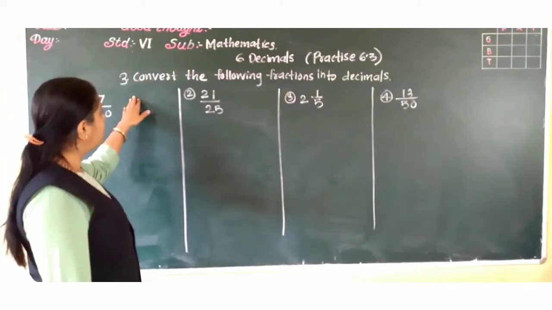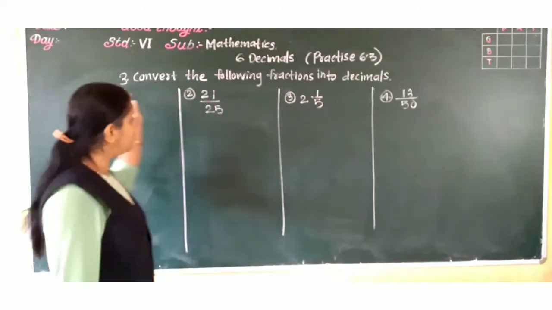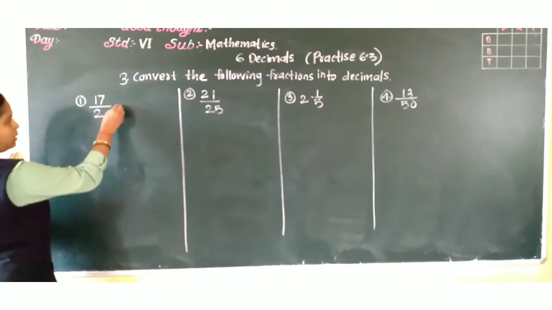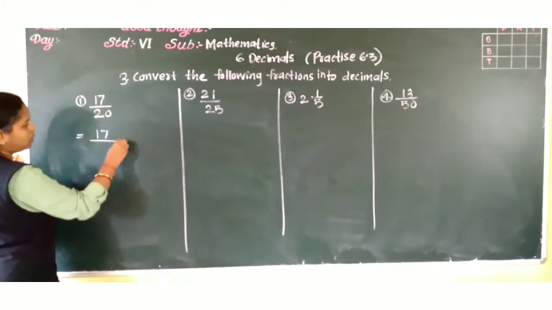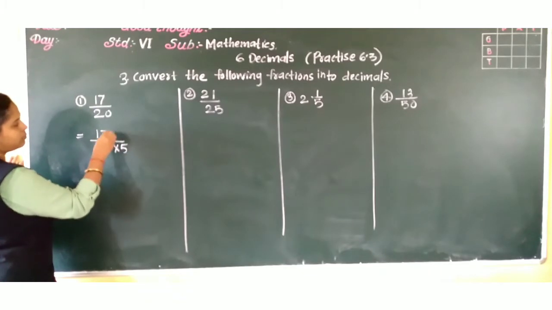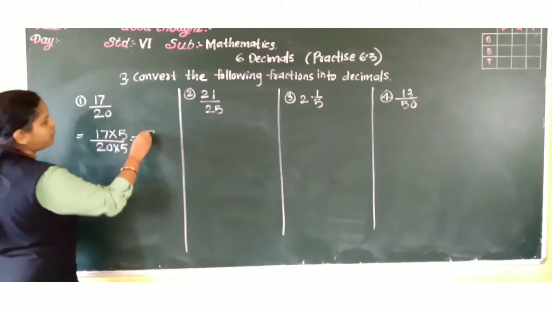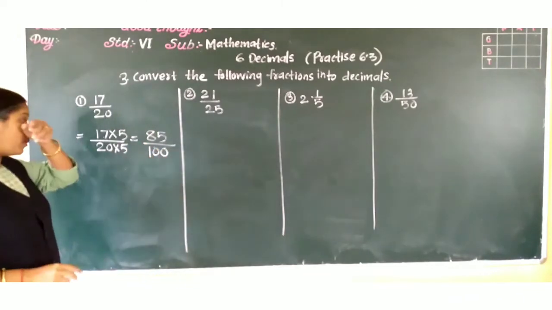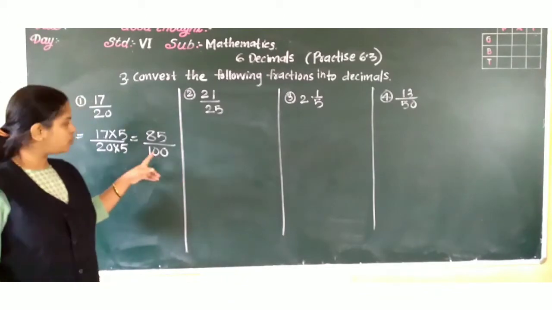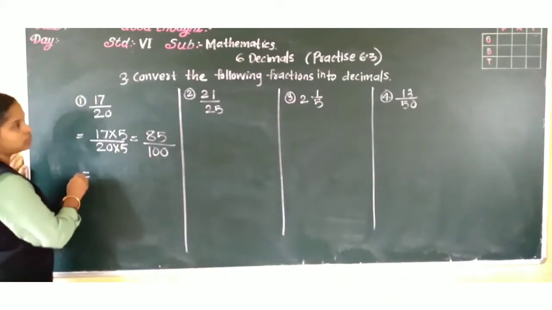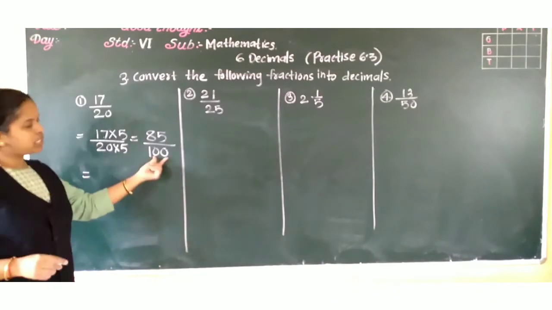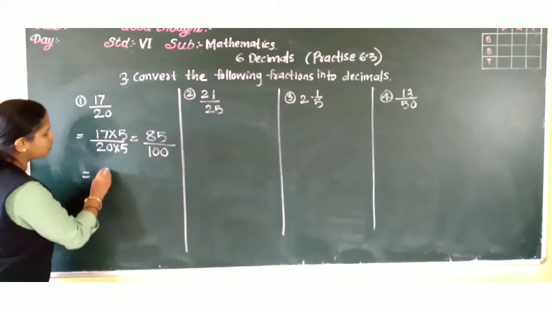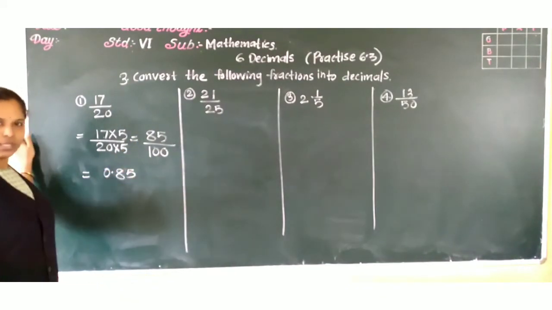Now question number 3. Convert the following fractions into decimals. Okay, now first we have to convert it into a decimal fraction. How? By multiplying. So 20 into 5. This also multiply. That is, 17 5s are 85 and 20 5s are 100. Now see, denominator, what should be there? 10 or multiples of 10. So here 100, correct? Now convert it into decimal. 2 zeros are there at the denominator, 2 digits are there at the numerator. Whole part nothing, so 0.85. Correct?